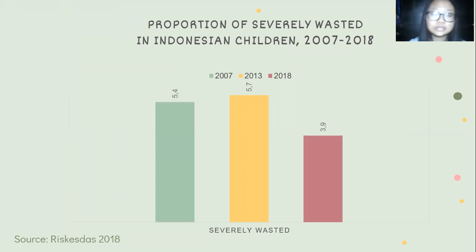And then this is the graph of the proportion of severely wasted in Indonesian children from 2007 until 2018. As you can see from the graph, the highest proportion of severely wasted in Indonesian children is in 2013, and the lowest number is in 2018. From that graph, we can conclude that there was a decrease in the proportion of severely wasted in Indonesian children, and this data is provided in percentage, and the source of the data is from Riskesdas 2018.